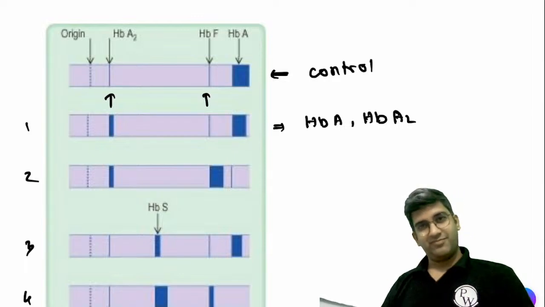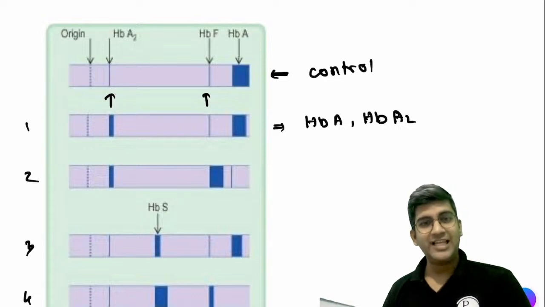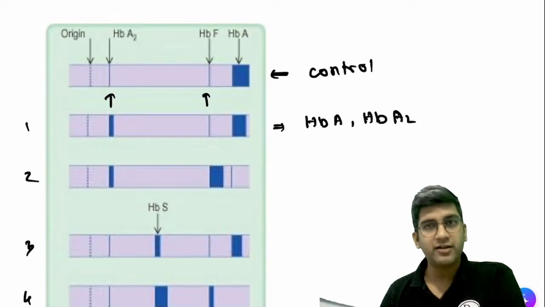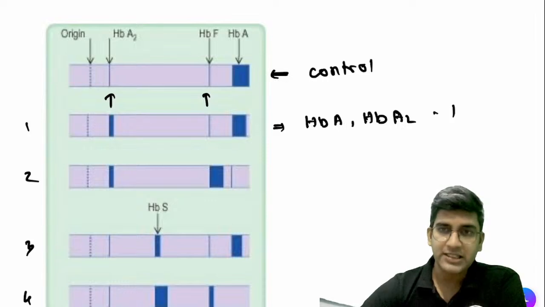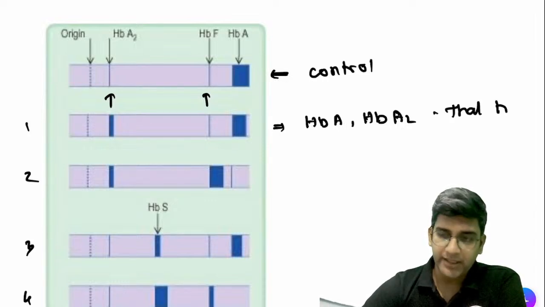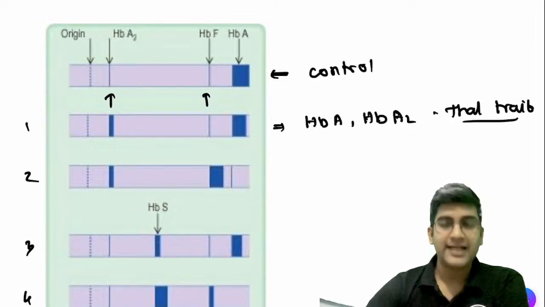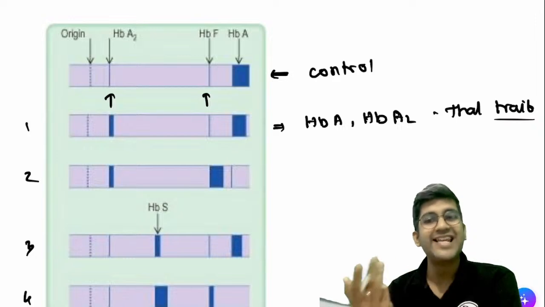So is this thalassemia trait or thalassemia major? Thalassemia is a very primitive diagnosis, right? Thalassemia major or thalassemia trait? Is F there? F is not elevated. So this is thal trait, right? That's how I pick up thal trait or the carrier state, right?